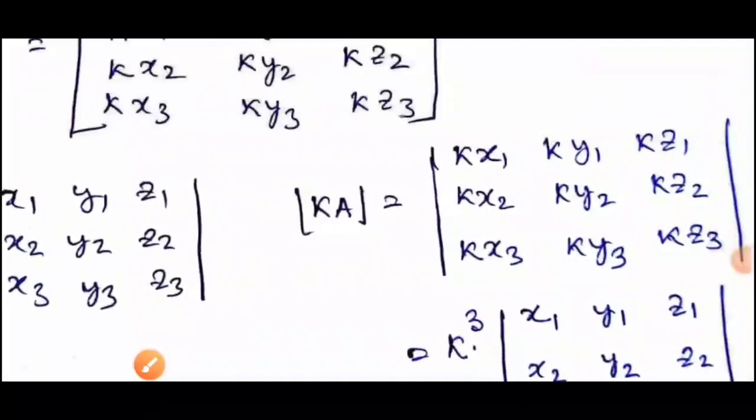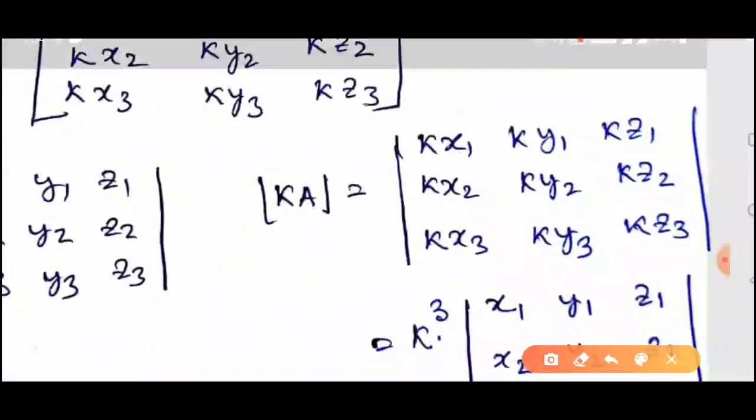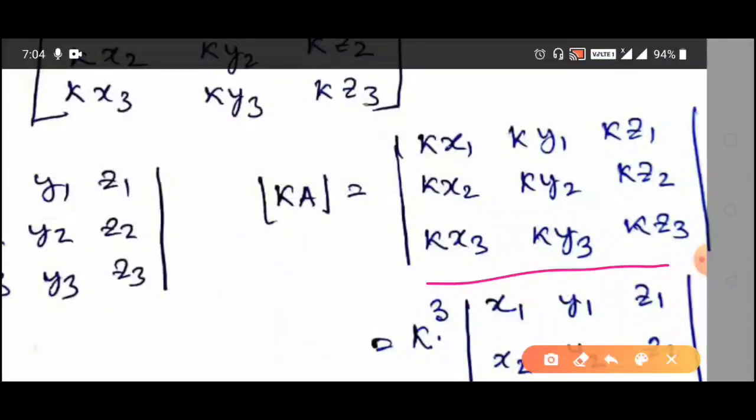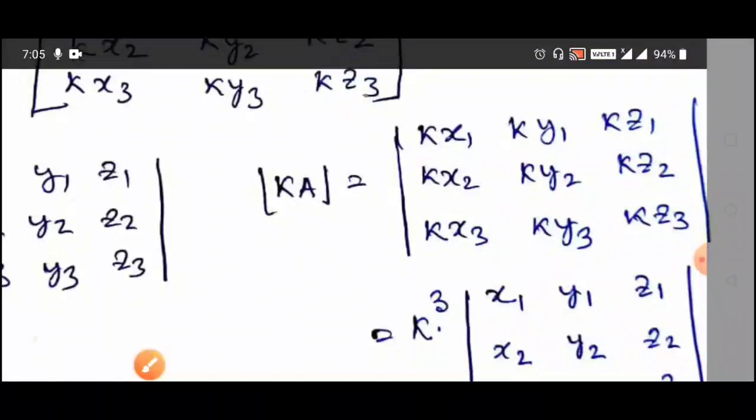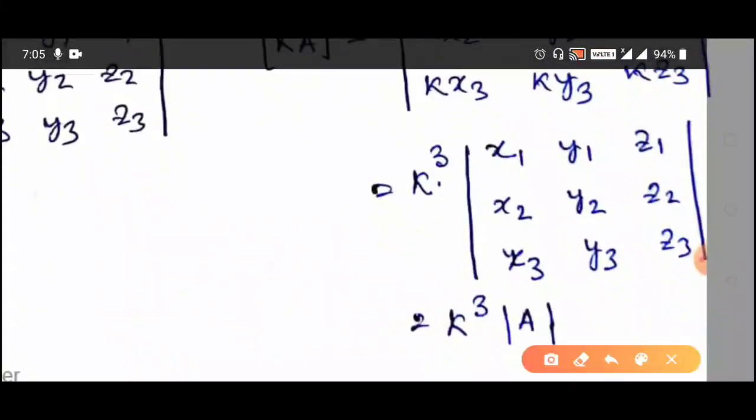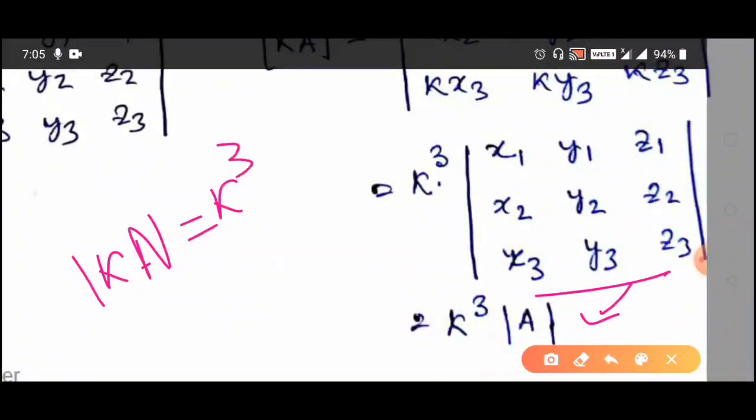Determinant of kA will be like this. So from each row we can take out k. If we take out k from row 1, k from row 2 and k from row 3, then outside we will have k cube and the determinant will be like this. So this is the determinant A. So determinant of kA will be equal to k cube determinant of A. So the answer will be option C.